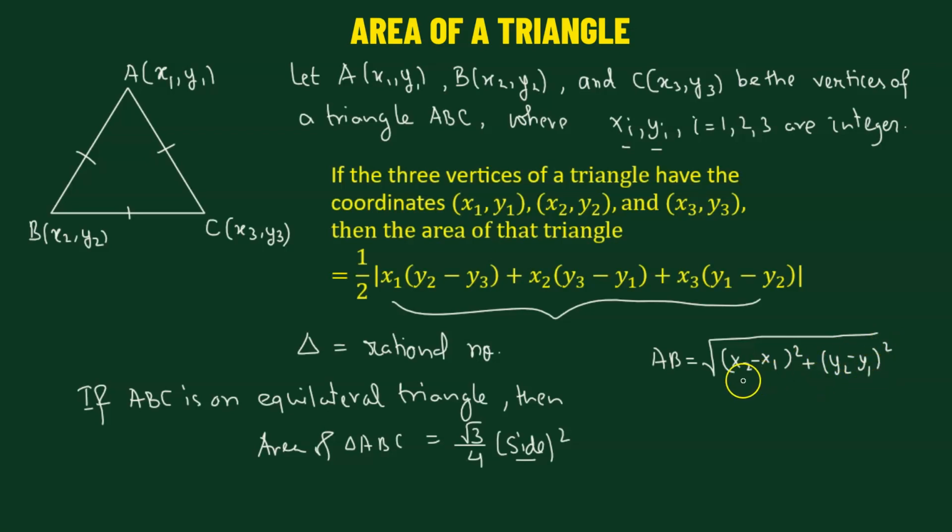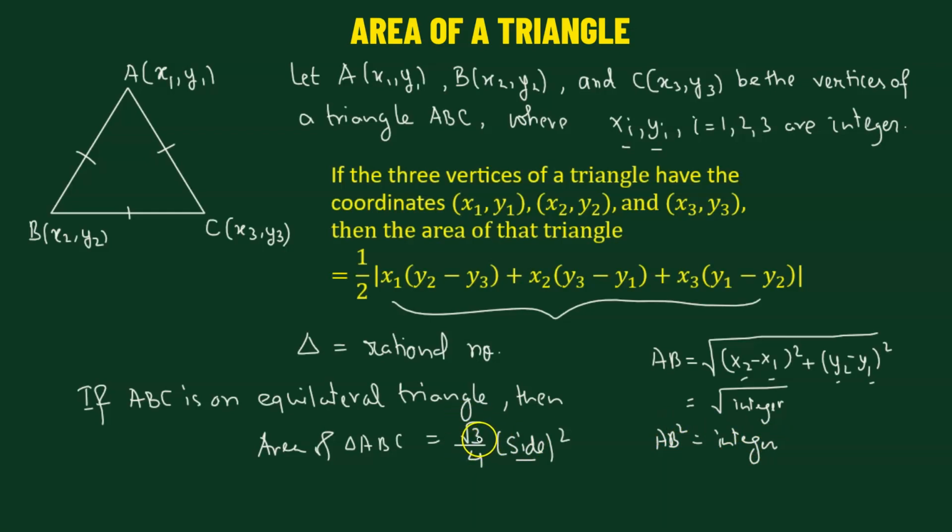Now since we have already chosen x2, x1, y2, y1 as integer values, this is going to give us a square root of an integer value. Also, we are taking the square of that particular side. So taking the square of that particular side, that means AB squared is going to give us an integer value. However, here we have a factor square root of 3 over 4.